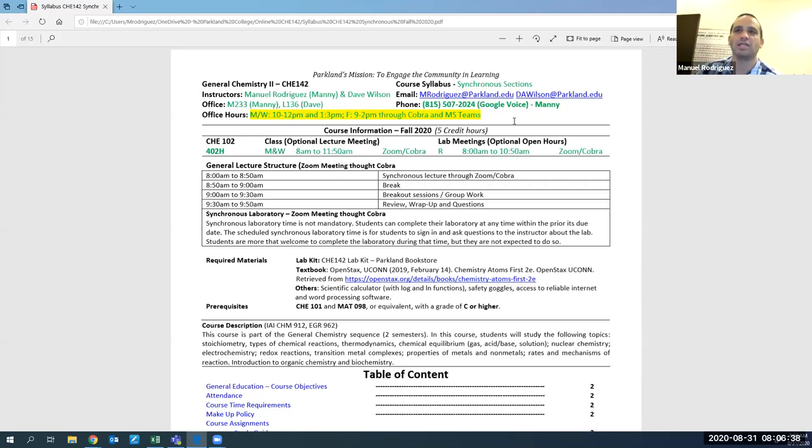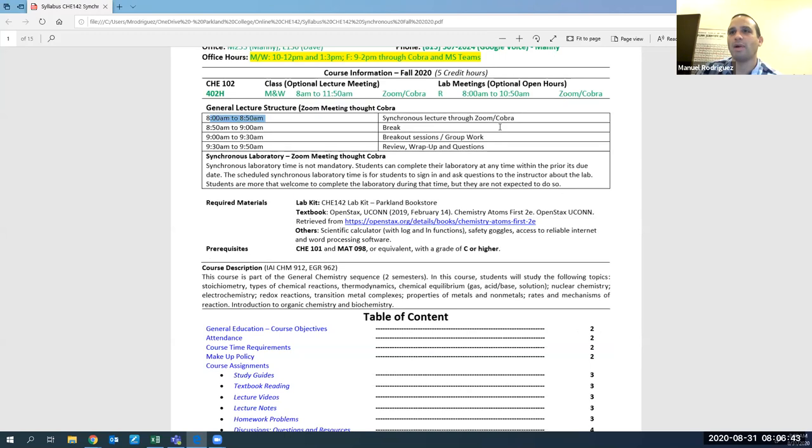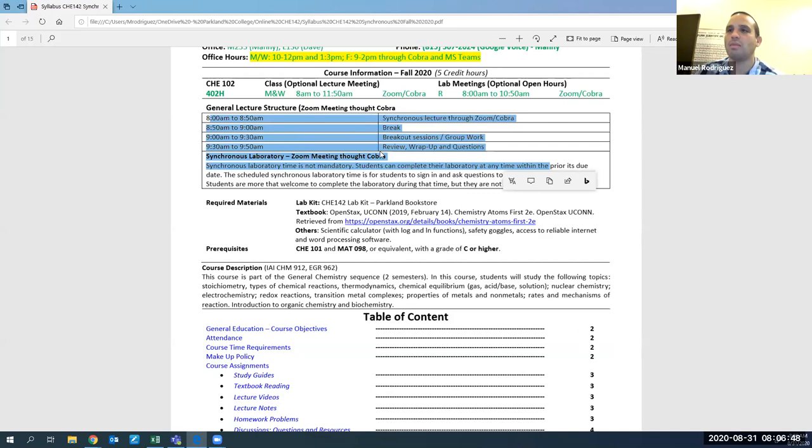I have a breakdown of how I want the classes to be. Today we are not going to follow this, because it's just an introductory time. But for the most part, this is how classes are going to be structured.